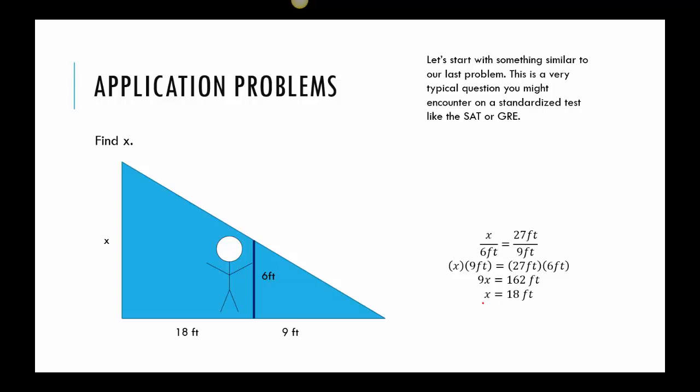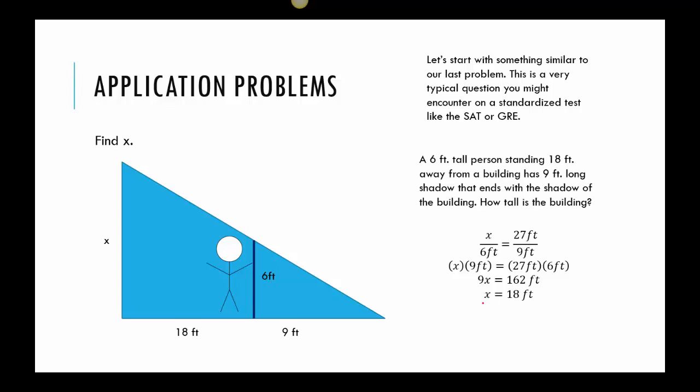Part of it will be mathematics, and they love this kind of problem I'm getting ready to give you. So it usually sounds like this. A 6-foot tall person standing 18 feet away from a building has a 9-foot long shadow that ends with the shadow of the building. How tall is the building?